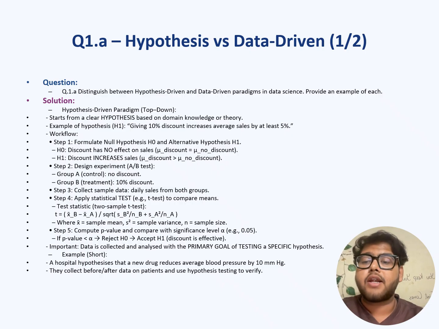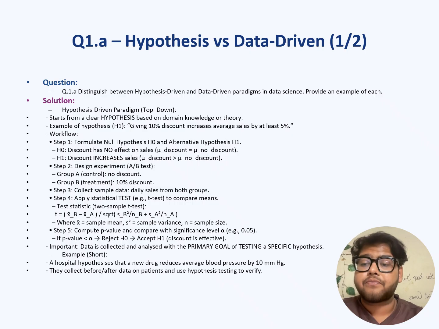Step 3, collect sample data, daily sales from both groups. Step 4, apply statistical test. Step 5, compute p value and compare with significance level, example 0.05. If p value is less than alpha, then reject H0, accept H1.